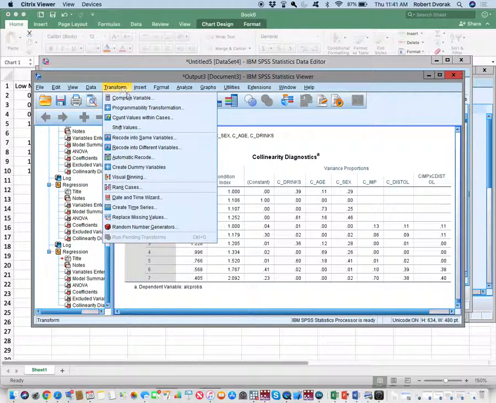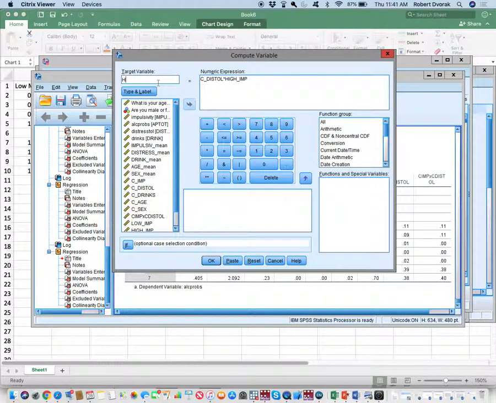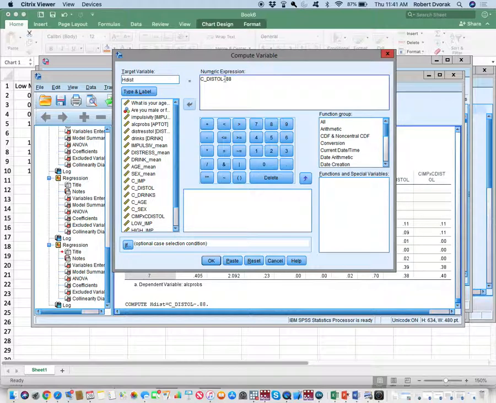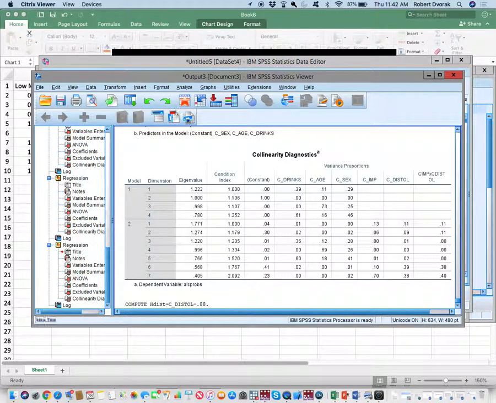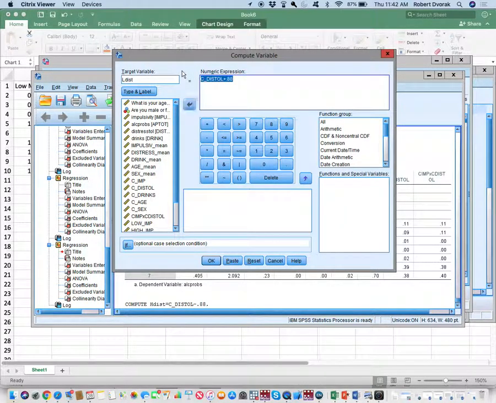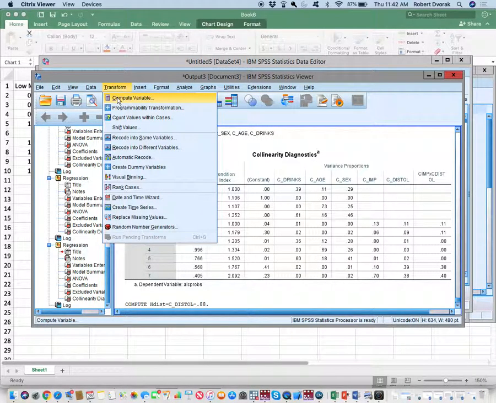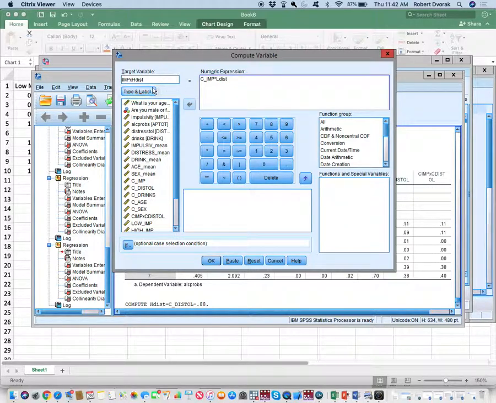So let's go transform, compute, high dist equals distress tolerance minus 0.88, right? That will give me my high value. Transform, compute. Low distress tolerance is plus 0.88. Go ahead. Transform, compute. We now have to make our new interactions, right? Which is going to be the centered impulsivity times our new high distress tolerance. So let's go imp by h dist. And transform, compute, low distress tolerance, imp by L dist, right?